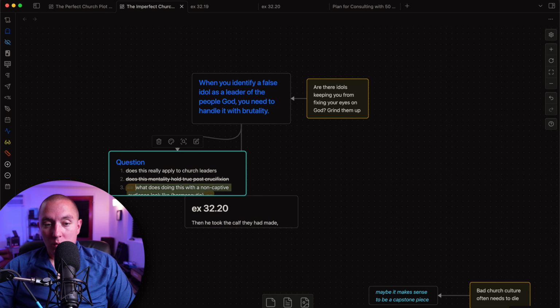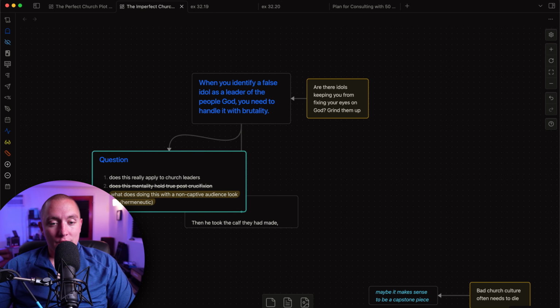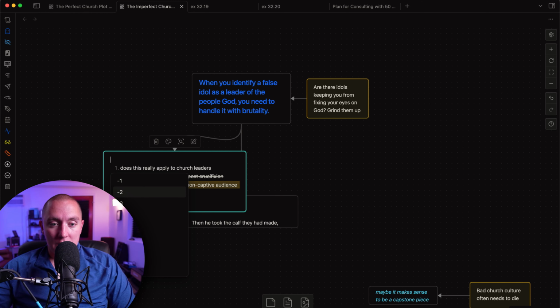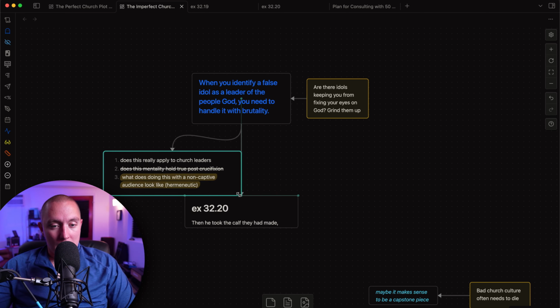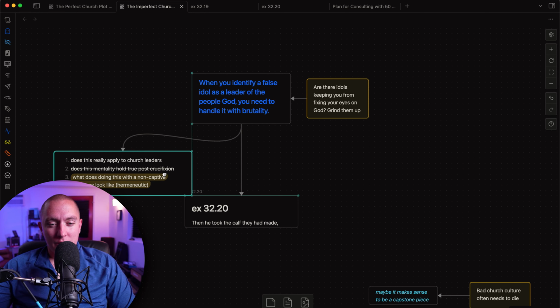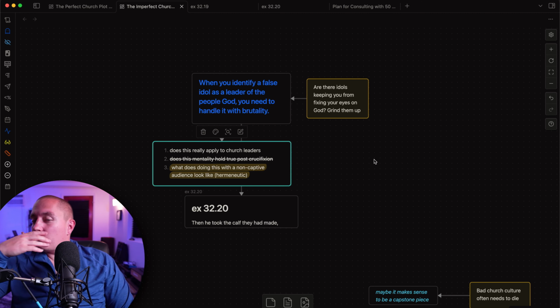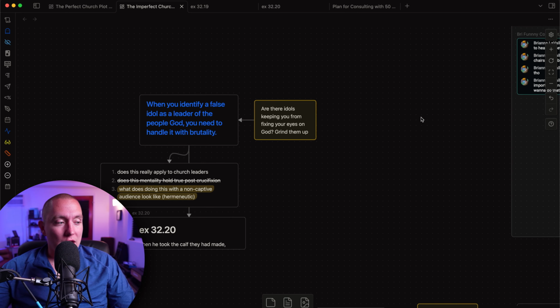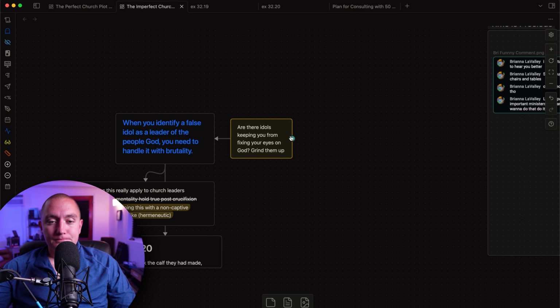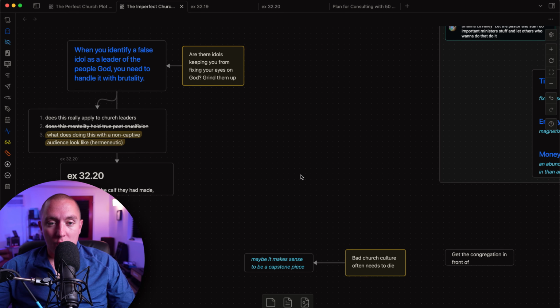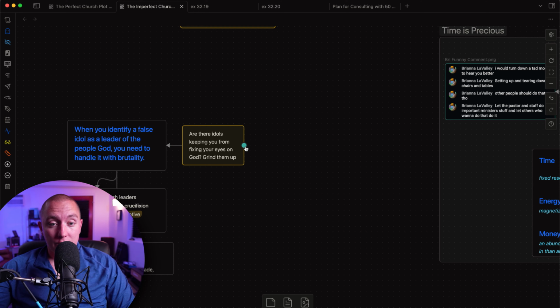And that's probably a worthwhile question, because it's certainly not going to look like literally grinding it up and putting it in water. You might have jail time on your hands for doing that in today's day and age. Now, I'm okay with going to jail for following God, but the question is, is that really what God wants from us as leaders? So what does it look like to apply this concept in today's day and age is a good question. Let's think of some depictions. On this side we were doing, what does it look like? So a church that has idols that are keeping you from fixing your eyes on God.